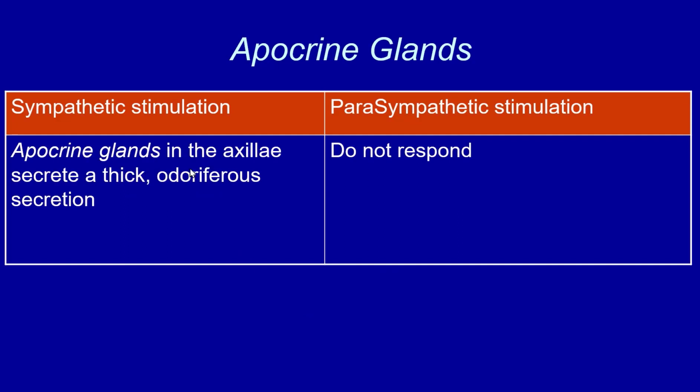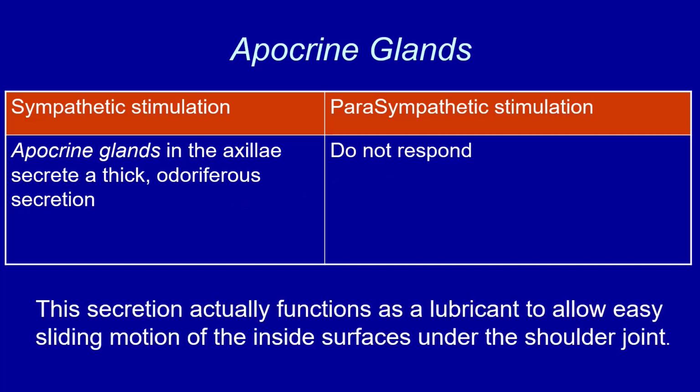Apocrine glands in the axilla secrete a thick odoriferous secretion due to sympathetic stimulation. The apocrine glands, which are present in the axilla, secrete a secretion which has a smell, and there is no effect of parasympathetic activity on the apocrine glands. This secretion actually functions as a lubricant to allow easy sliding motion of the inside surface under the shoulder joint. So it has a germicidal effect and also smooths the surface under the axilla and allows free movement of the arms.